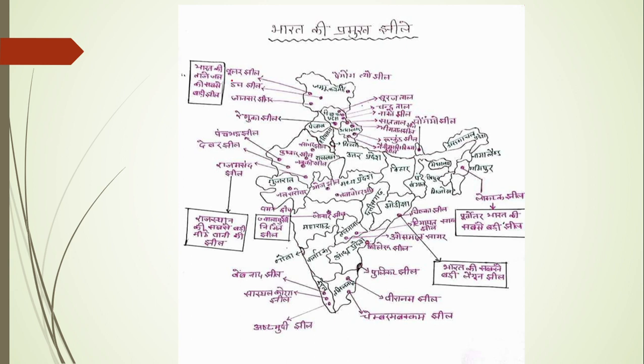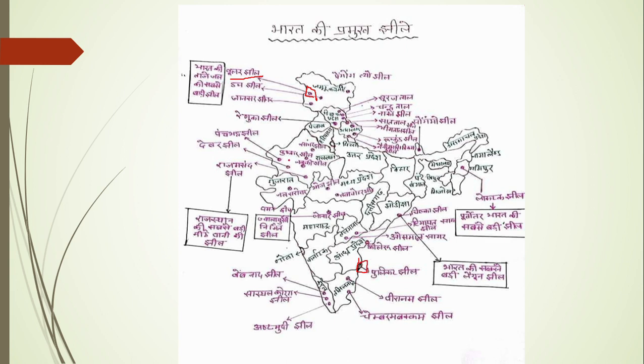But here one of the most important is Wular Jheel or Wular Lake. Here it is mentioned there in Jammu and Kashmir that you must know. The second one is Pulicat. Here it is in the southern part of India that you must know about.